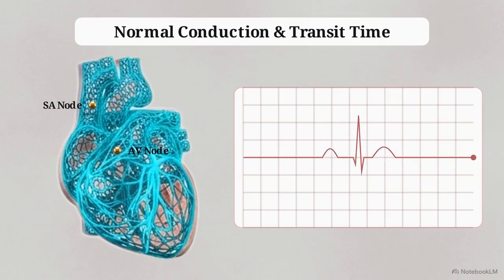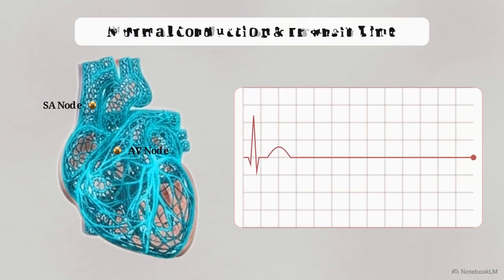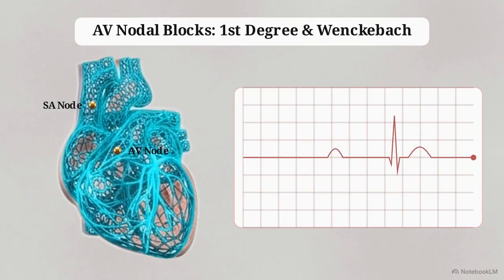As the electrical signal travels from the atria to the ventricles, the PR interval records its transit time. This animation shows the signal slowing as it passes through the AV node before accelerating into the His-Purkinje system.